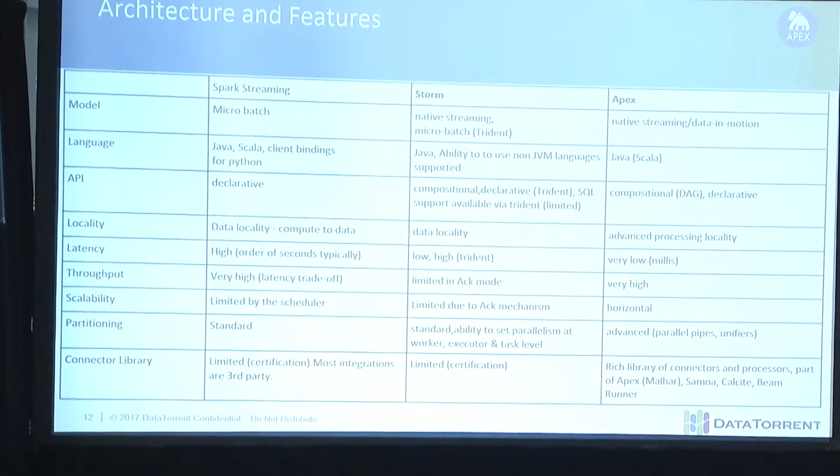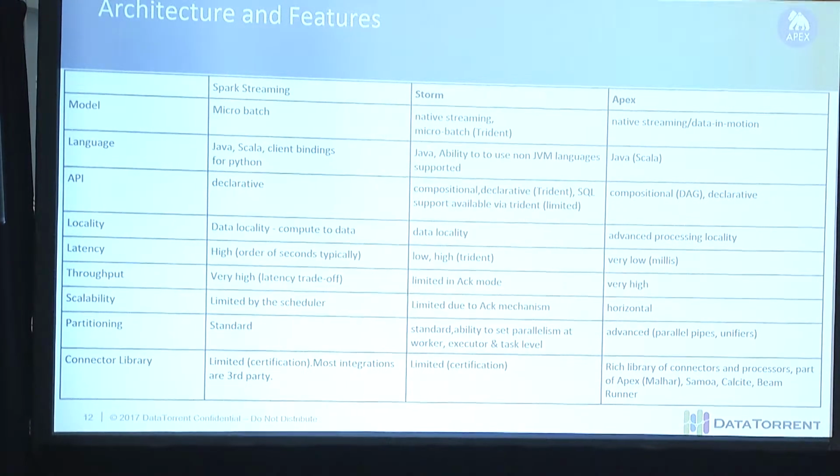Storm does have another high-level API, kind of a flavor of it, which is Trident. And Trident focuses on micro-batching. It does not support streaming. However, with Trident, you do get some other guarantees around exactly-once semantics because it's doing batches, so you can replay a batch. In Apex, it's native streaming by default, supports data in motion.